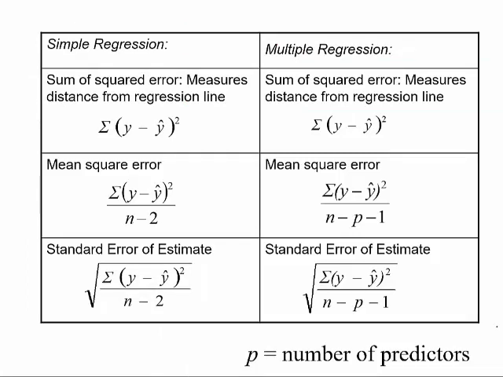And yet one more thing that is similar between simple regression and multiple regression is that we can calculate the standard error of estimate. Recall from that googly-eyed sheep table, the standard error of estimate tells us how far people's observed scores typically deviate from the predicted scores.